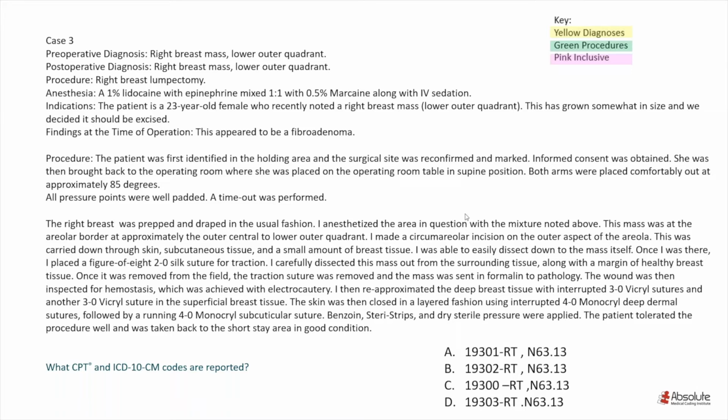I then reapproximated the deep breast tissue with interrupted 3-0 Vicryl sutures and another 3-0 Monocryl suture in the superficial breast tissue. The skin was then closed in a layered fashion using interrupted 4-0 Monocryl deep dermal sutures, followed by a running 4-0 Monocryl subcuticular suture. Benzoin, Steri-strips, and dry sterile pressure were applied. The patient tolerated the procedure well and was taken back to the short stay area in good condition. What CPT and ICD-10 codes are reported? Coders, you have 2 minutes.